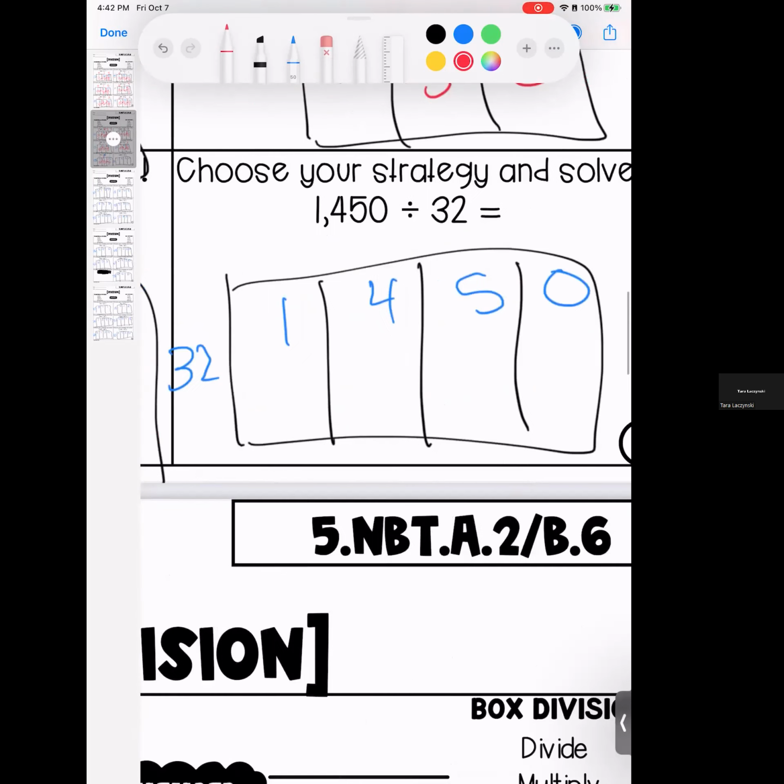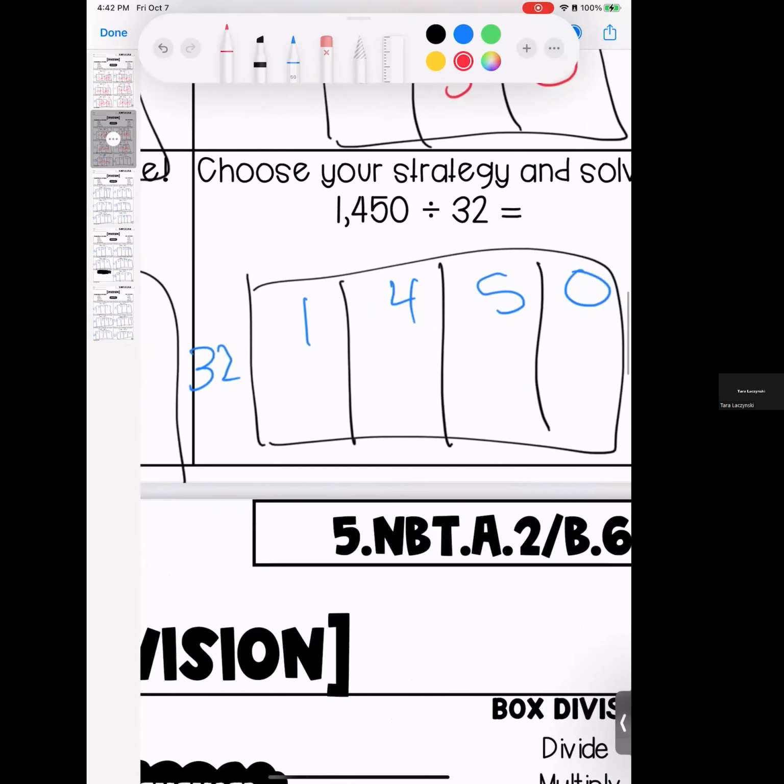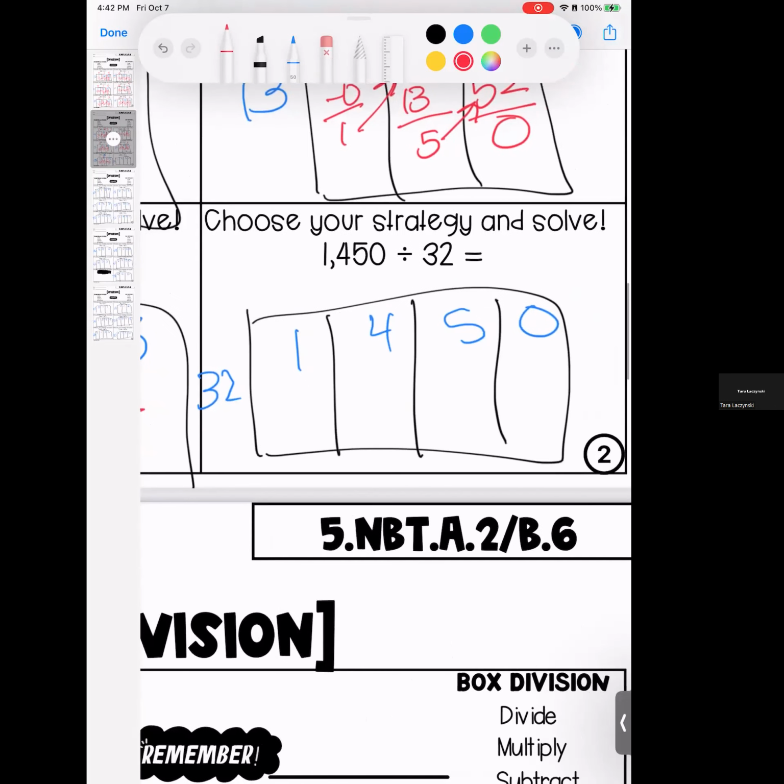Last one for this page, 1,450. We're dividing in 32. We have some work to do because look, 32 does not go into 14. We have to keep going with this one. So we're going to put another 0 and we're going to bring that 14 next door.